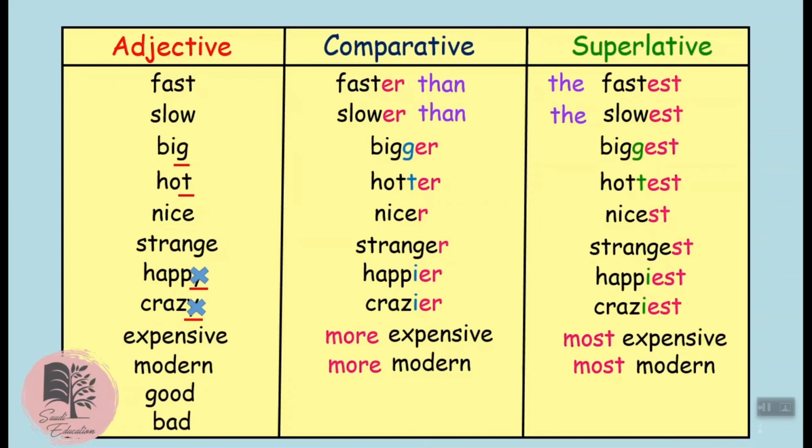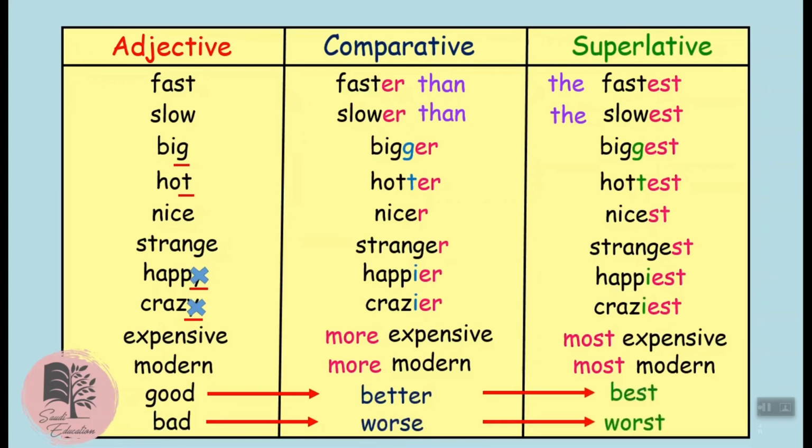Of course, there are exceptions in English such as good and bad. The comparative forms of good and bad are better and worse. The superlative forms are best and worst.